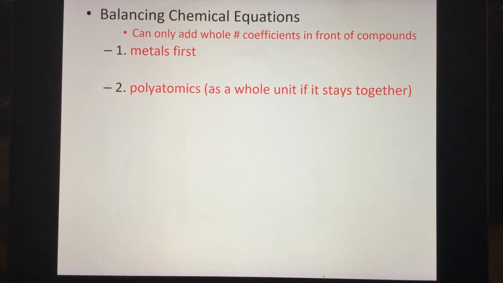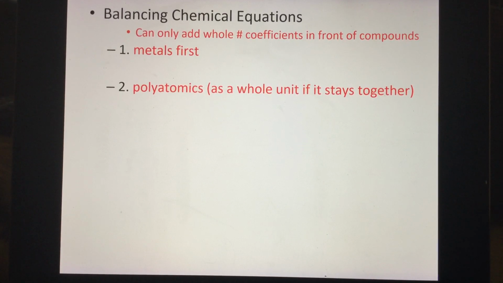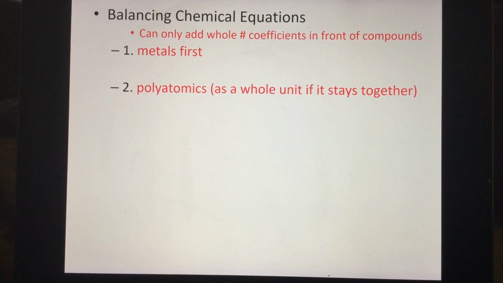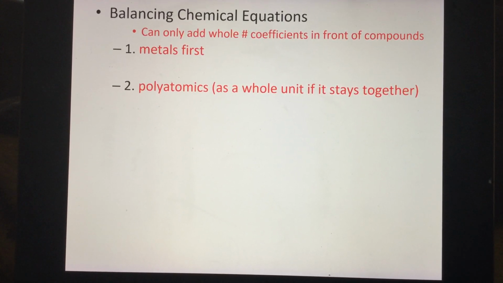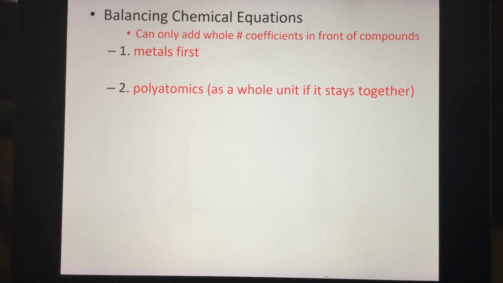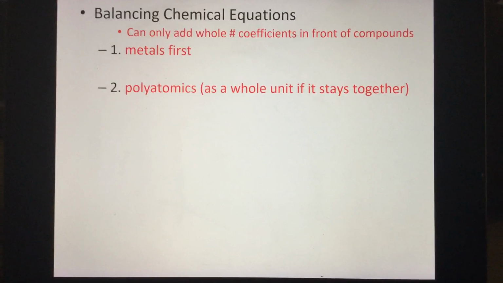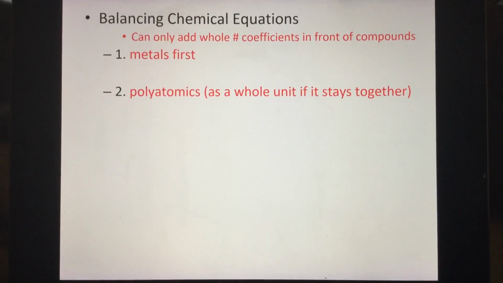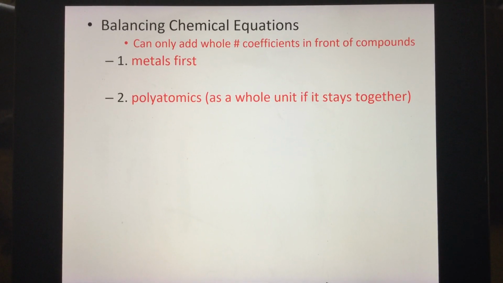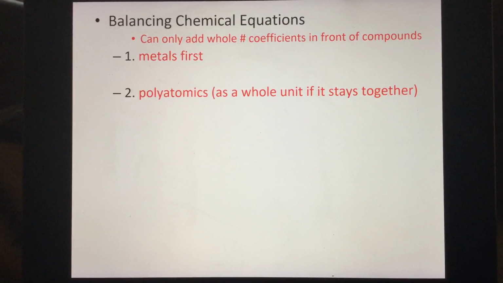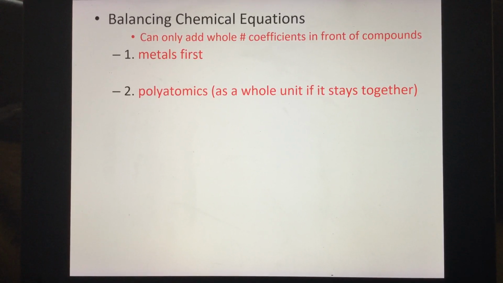Then, if you have polyatomic ions that stay together as a whole unit, balance those as a group, like phosphate or nitrate. If you have those on both sides of the arrow, balance those as a whole unit. Now, we will see some examples where the polyatomics break apart, and in that case, when they are no longer the same polyatomic on the product side, you would balance the elements individually. But if it stays together as a polyatomic from the reactants to the product side, you can balance it all as one unit.